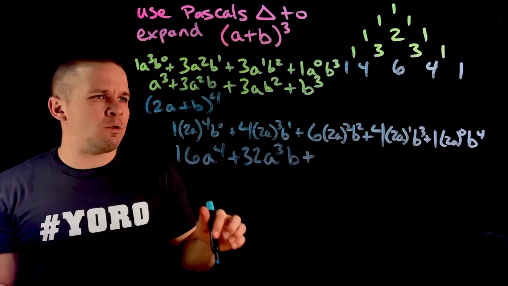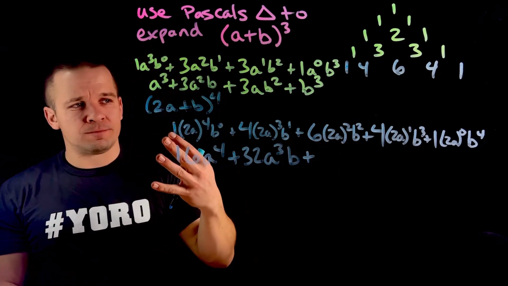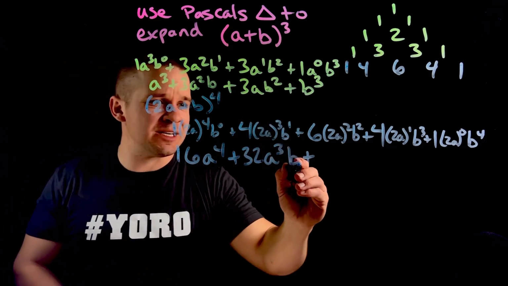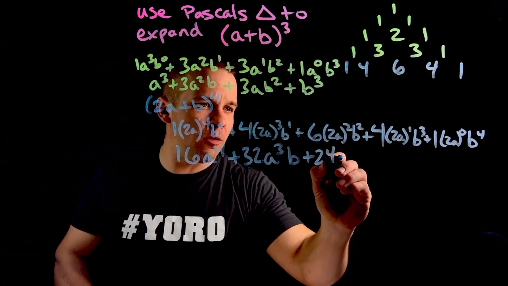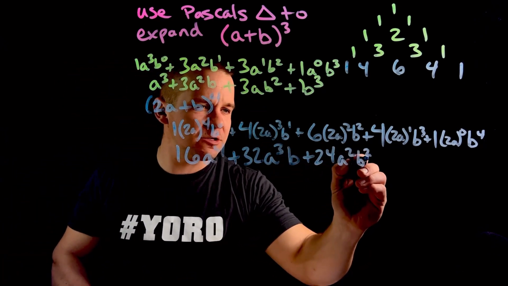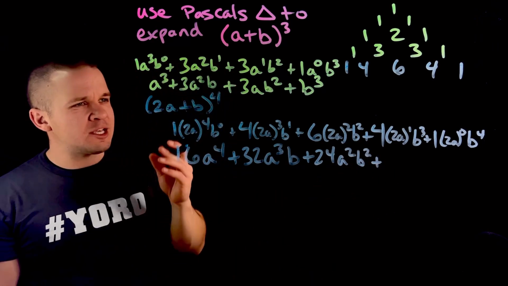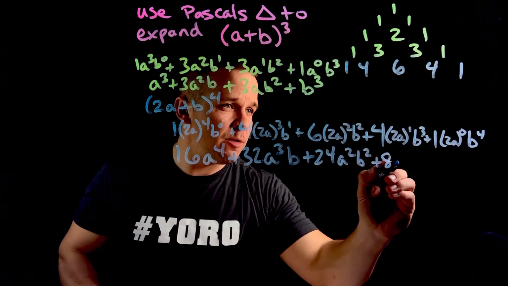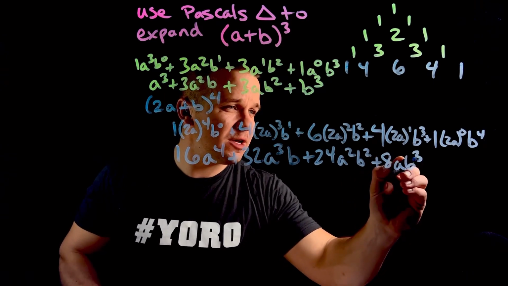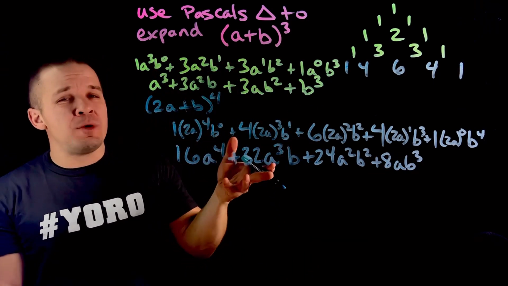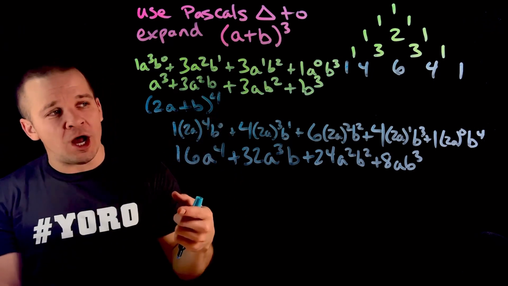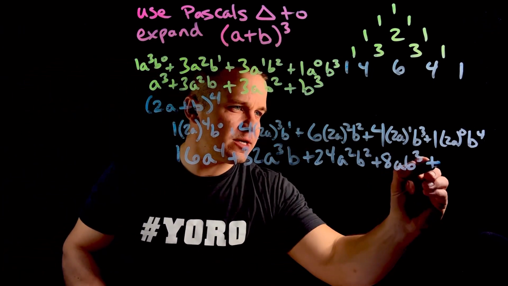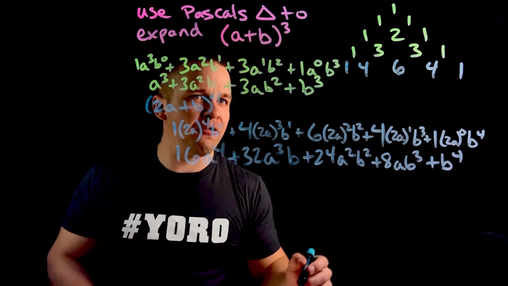Okay. Next one. 2 squared is 4. 4 times 6 is 24. So that's going to be 24a squared b squared. Okay. Next one. We have 2 to the 1st, so that's just 2 times 4 is 8. Then we have a, b cubed. And then the last one, we have 2a to the 0. That's just 1. Then we got that 1, we got b to the 4th. So plus b to the 4th. No coefficient on that one.